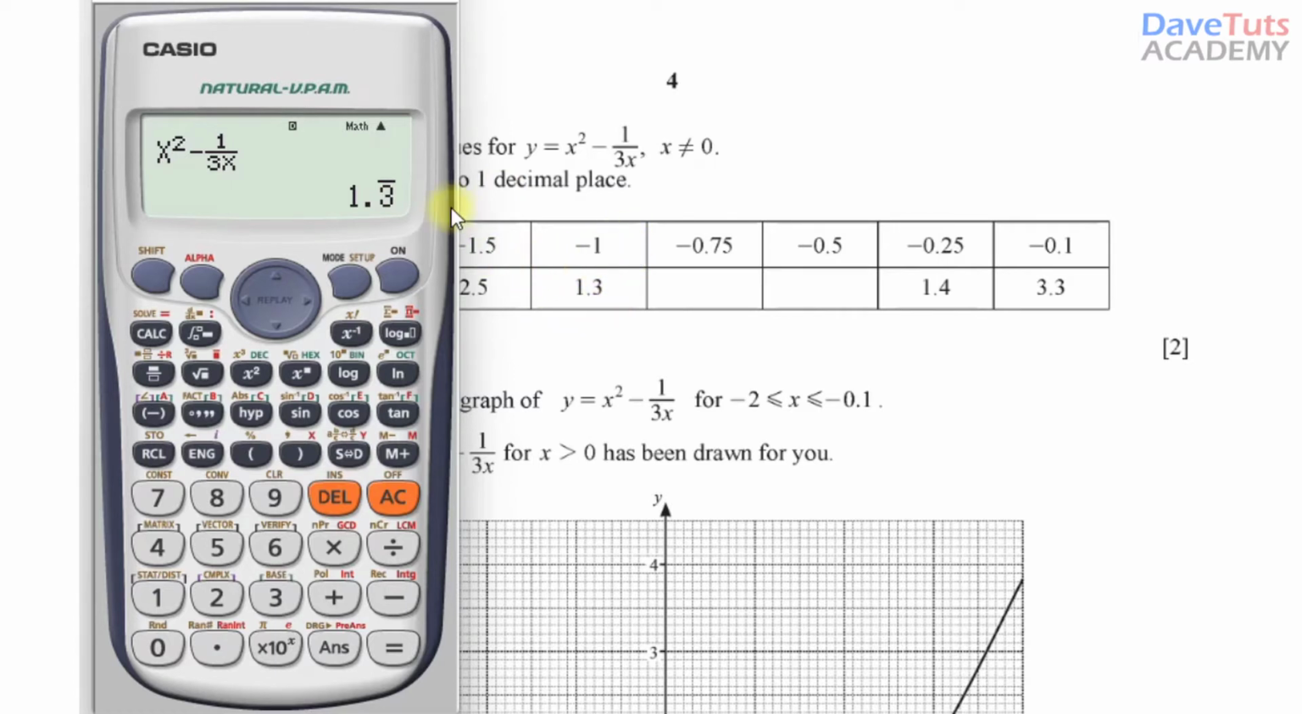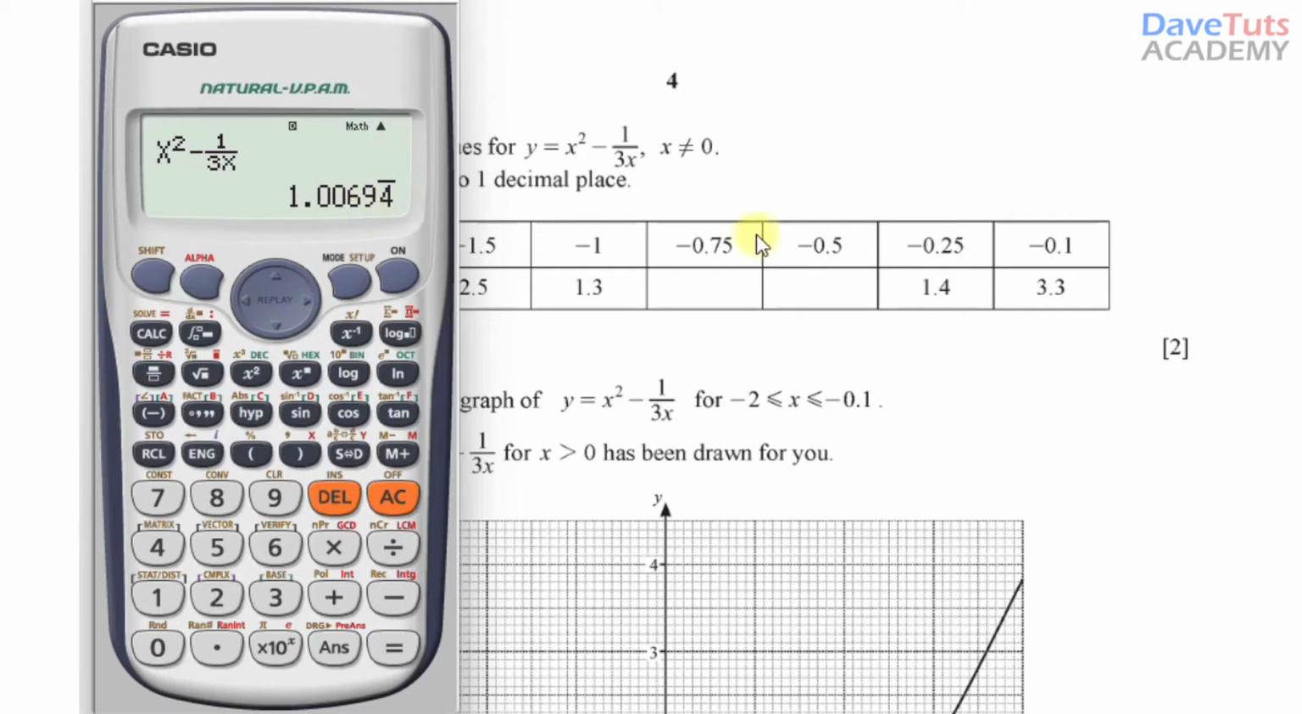Now, since I can see that my calculator is giving me the right value, I can now solve for this. Let's calculate for when x is minus 0.75. What's that going to give me? I want to write it in decimal. Okay, this is 1.0069444444. But again, we are looking for 1 decimal place, so that would just be 1.0.